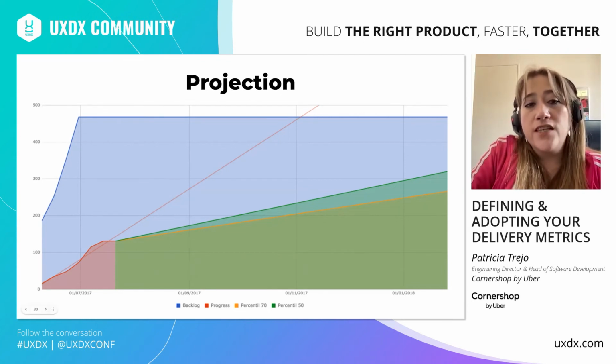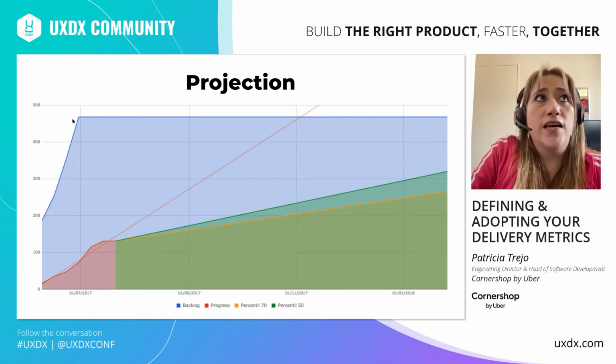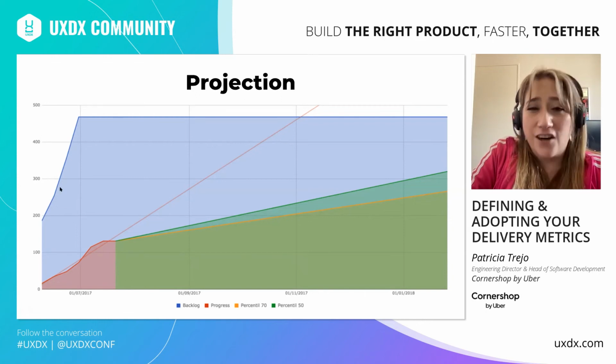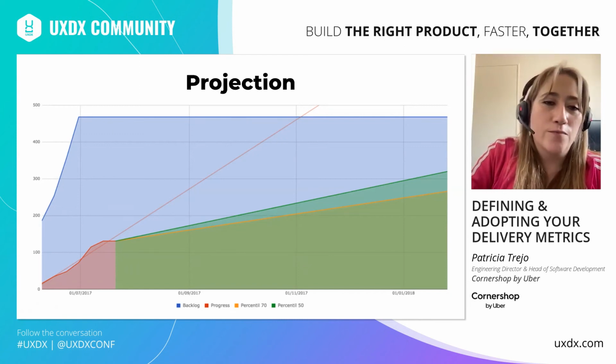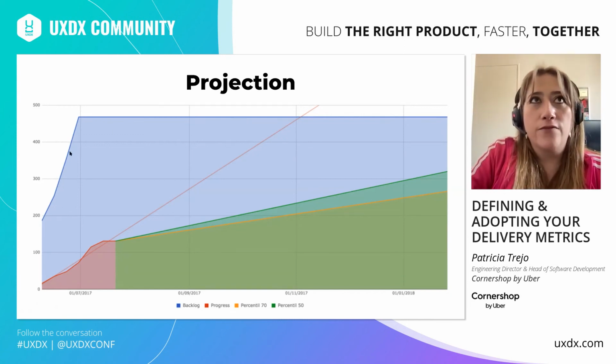So this graph shows the burn-up of a team that has been working on a project or product for a short time. But we know already that this backlog grew a lot from the beginning. This is the number of cards, almost 500 cards. That sounds more like a traditional project than a lean project, for example.